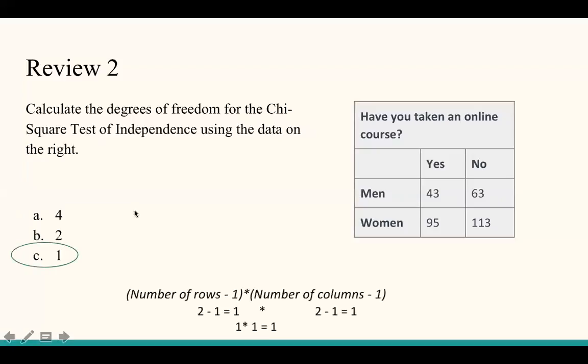So for the chi-square test of independence, we don't use the number of groups minus 1, which is what we use for the normal chi-square degrees of freedom. Here we use the number of rows minus 1 times the number of columns minus 1. So the number of rows here is 2. We have the men and the women, and then we subtract 1 from that, we get 1, and then compare it to the number of columns, which is 2, yes and no, and we subtract 1, we get 1. Once we multiply 1 and 1 together, the answer is 1.